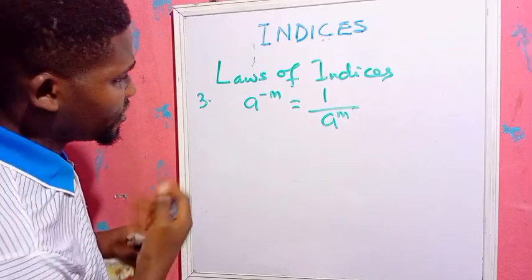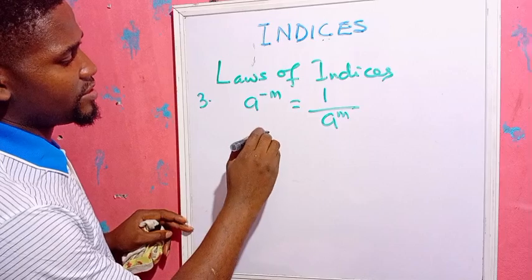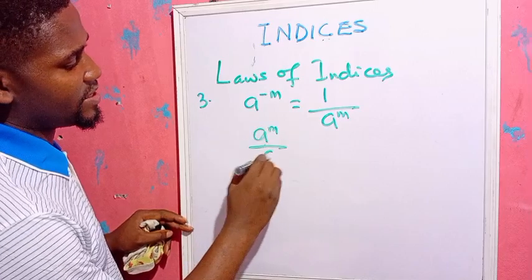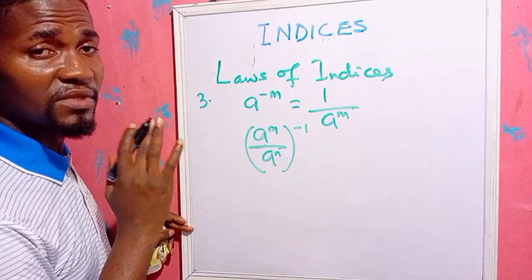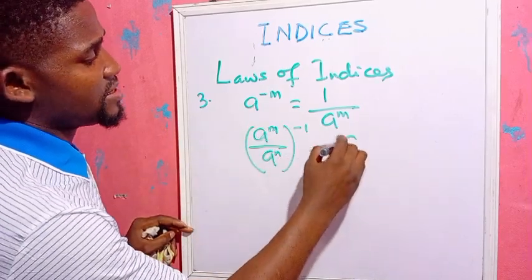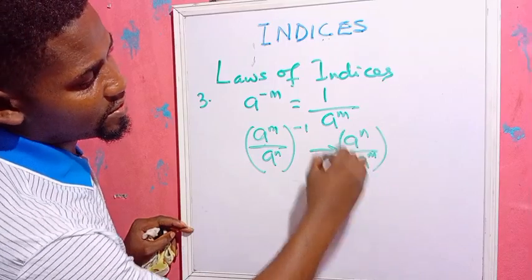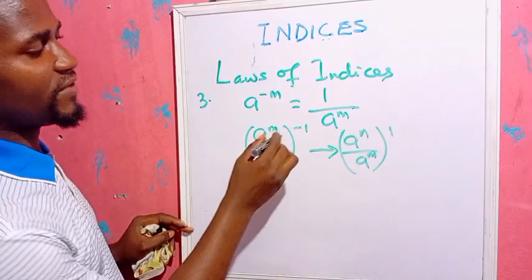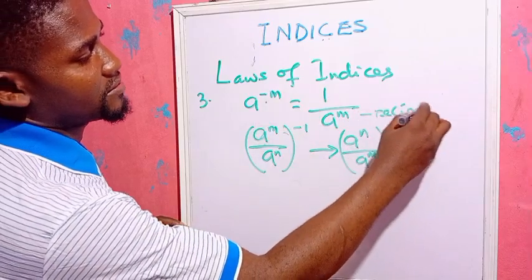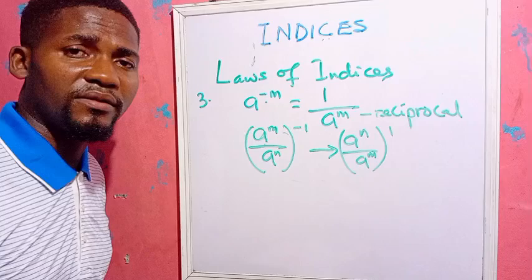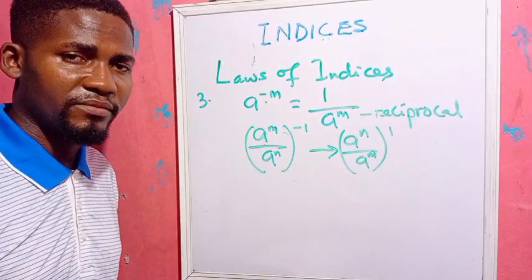Take note, we can have something like this. We can have a raised to power n divided by a raised to power n raised to power minus 1. This can be written as a raised to power n over a raised to power n raised to power 1 now, because we are taking the reciprocal. What we just did here is reciprocal. We took the reciprocal and we got our positive index value.